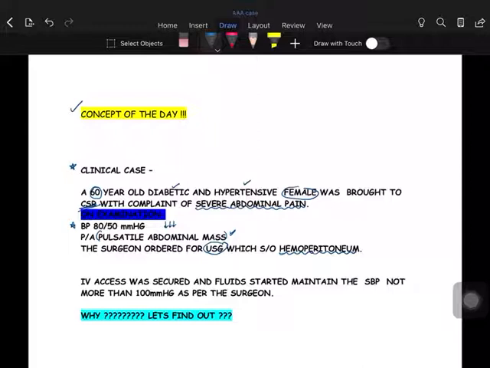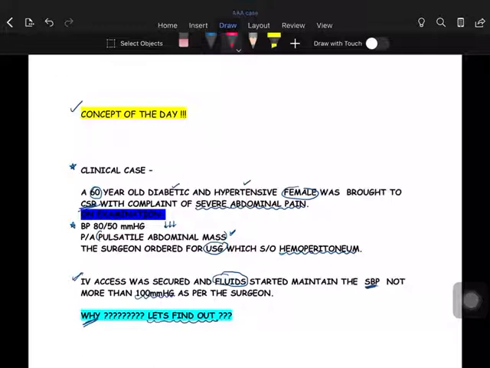Then IV access was secured definitely, and fluids were started, but to maintain the systolic blood pressure not more than 100 as per the surgeon. It was instructed that the systolic blood pressure should not go more than 100 mm of Hg, which is definitely subnormal and less than normal, which is usually we keep at 120. So why was it instructed by the surgeon? Let's find out.